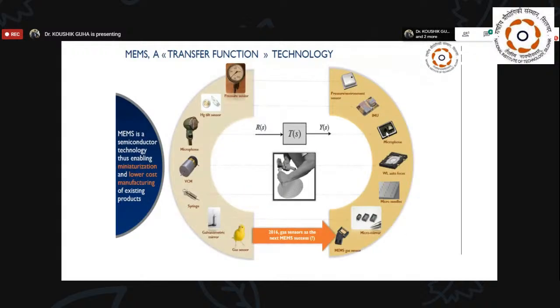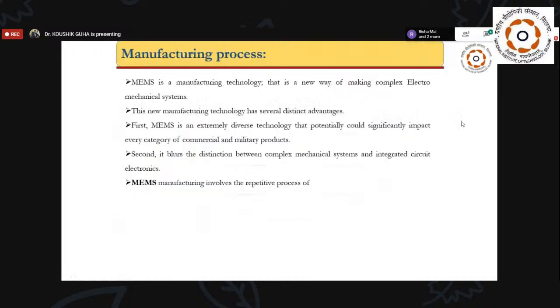From an electrical engineering or control system point of view, MEMS can be described as a transfer function. On the left hand side, we can see a pressure sensor, tilt sensor, microphone. These are all in big form in some kind of big devices. But whenever you fit this in the transfer function, on the right hand side, the output, you will get a smaller version of this. So MEMS can be regarded as nothing but a transfer function, where it will enable the miniaturization and lower cost manufacturing of existing products. So MEMS can be treated in that way also.